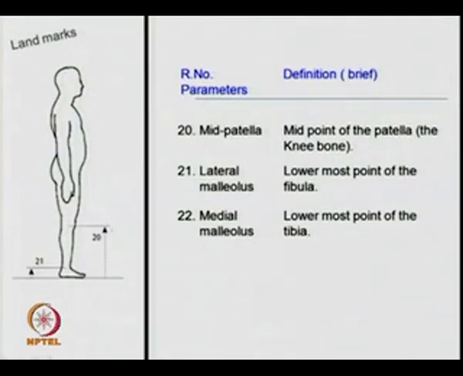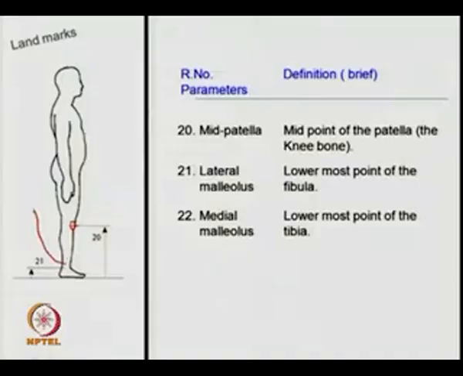Now, mid patella. The patella is a small free bone, and this mid portion is the mid patella. Midpoint of the patella, the knee bone, this is the height. It describes where you can bend your legs. You can bend your legs like this, so from this point.